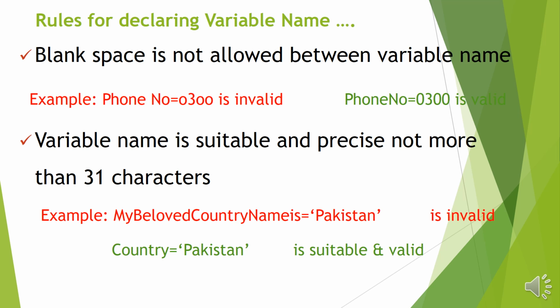A variable name should be suitable and precise, not more than 31 characters. You can write more than 31 characters, but compilers show only the first 31 characters. So we can say that the variable name must be suitable and precise. For example, my_beloved_country_name = Pakistan is invalid. We just declare country = Pakistan. It is a suitable and valid variable name. It is one of the most important questions of your paper: rules for declaring variable names.